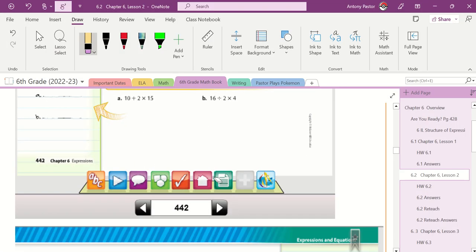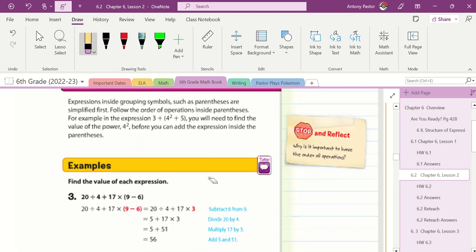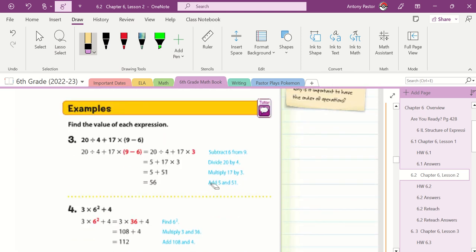Now we're going to deal with actually having exponents and parentheses now, or parentheses and exponents. Find the value of each expression. Notice that we have parentheses now. This means that we do whatever is in parentheses first, and it doesn't matter if it's multiplication, division, an exponent, whatever. Whatever's inside of parentheses needs to happen first. So I would rewrite this as 20 divided by 4 plus 17 times, and then I figure out what's in here. Since that's 9 minus 6, it'll equal 3.